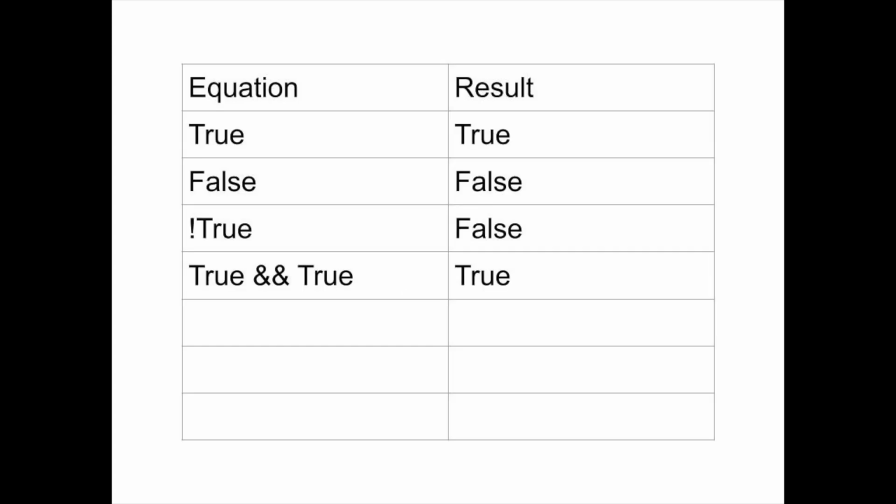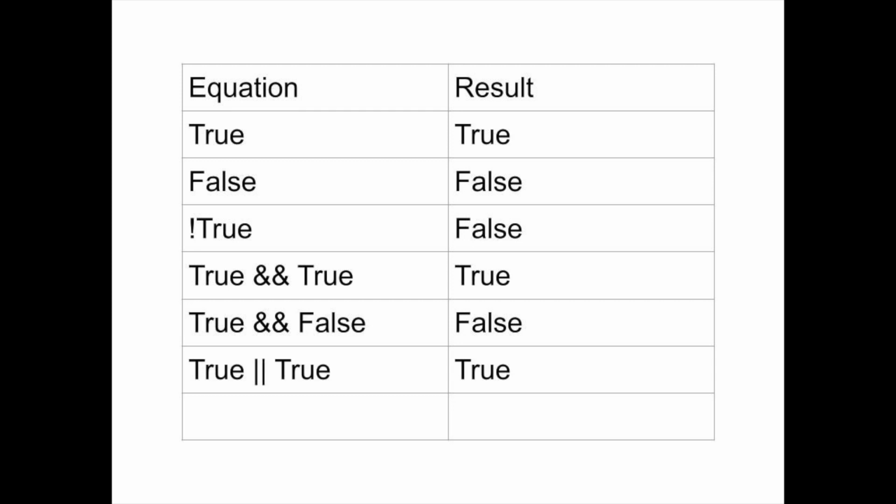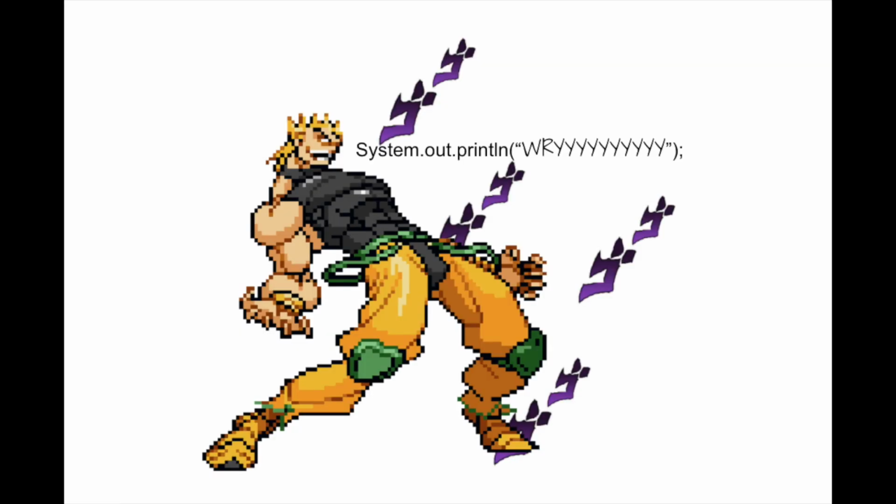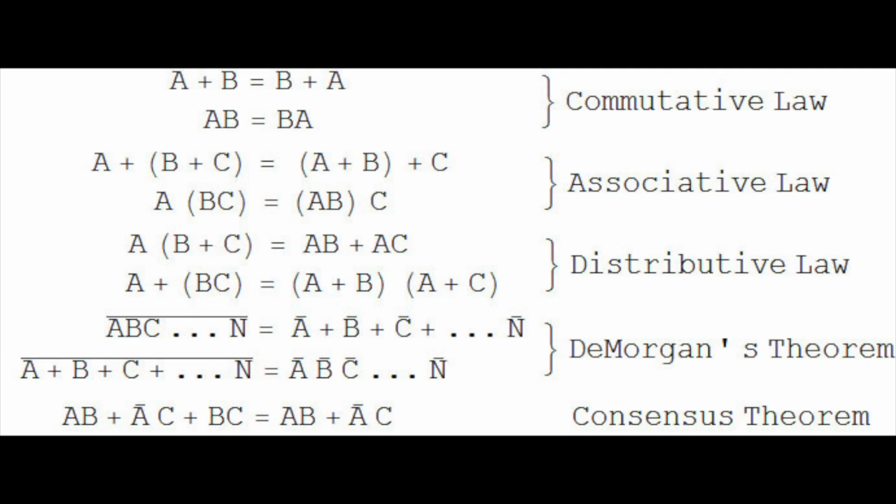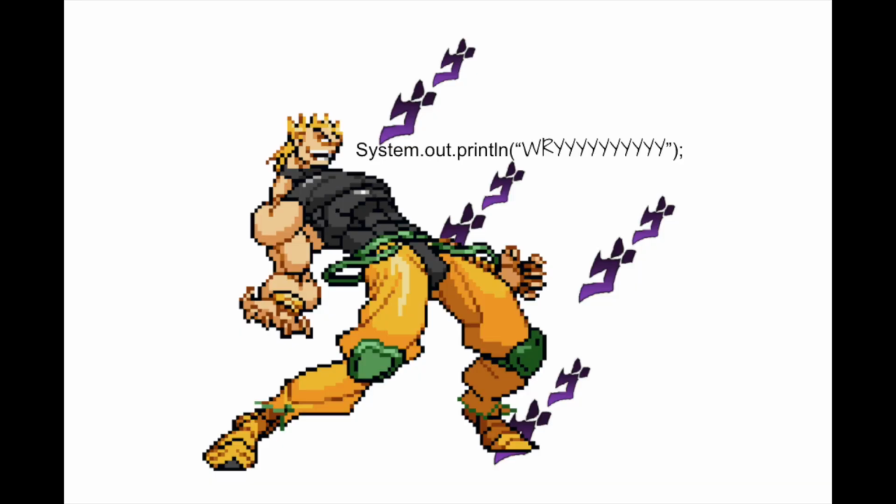So simply, true and true equals true. True and false equals false. True or true equals true. And true or false equals true. These are the basics of Boolean logic, and it gets way more complicated. But from here on, we can slowly build up to there, so if it's confusing, don't worry.